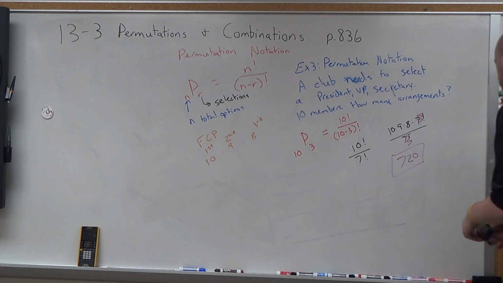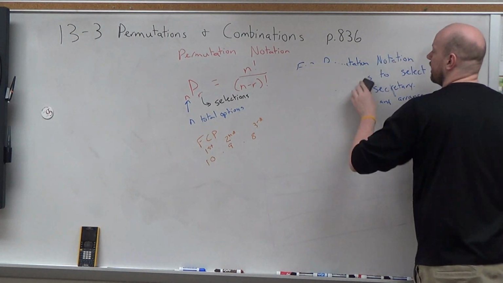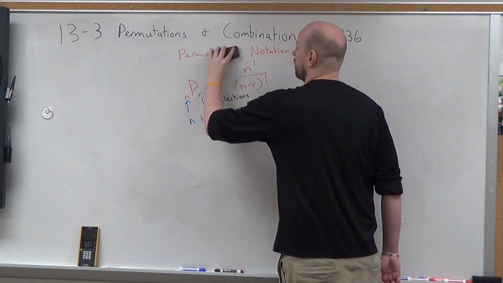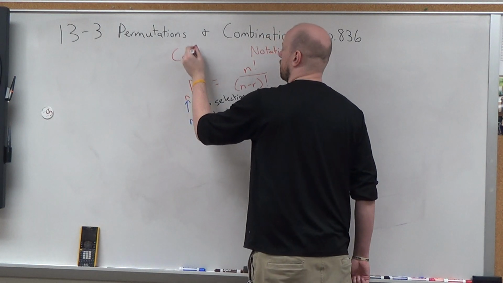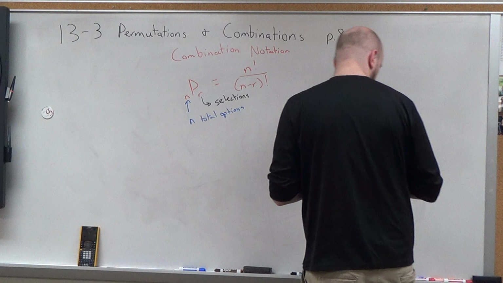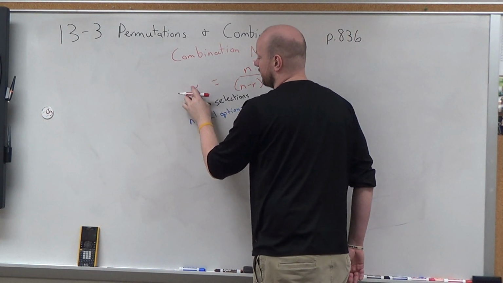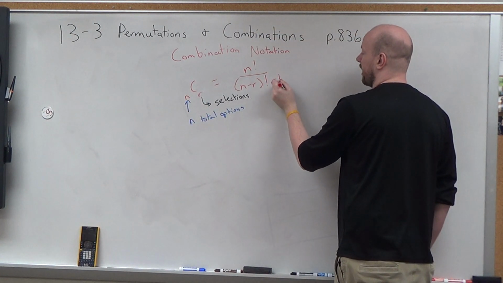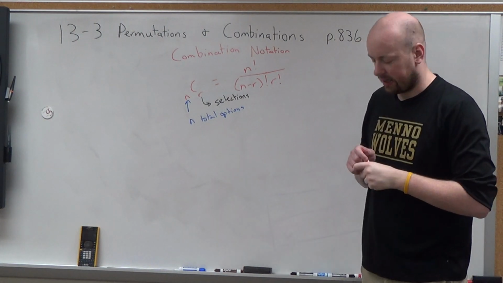Okay. Now, we're going to get into something else. Now we've done permutation notation. Now we're going to do combination notation. Now the only difference, there's two differences. Well, obviously this is going to be a C. On the bottom you also have R factorial. That R factorial gets rid of a lot of different things.